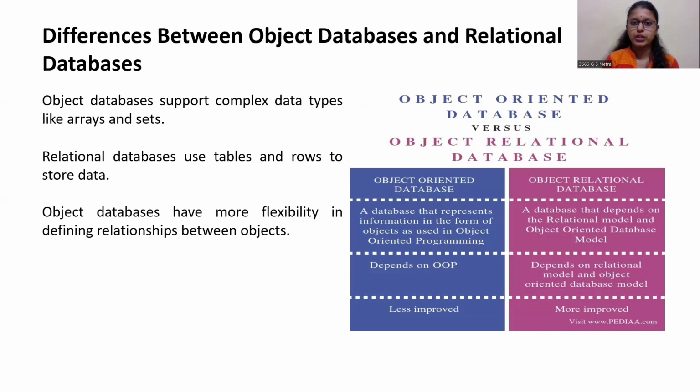Next is difference between object databases and relational databases. Object databases support complex data types like arrays and sets, whereas relational databases use tables and rows to store data. Object databases have more flexibility in defining relationships between objects. As you can see in the figure, object-oriented database is less improved, whereas object relational database is more improved. Object-oriented database depends on object-oriented programming, whereas relational database depends on the relational model and object-oriented database model.